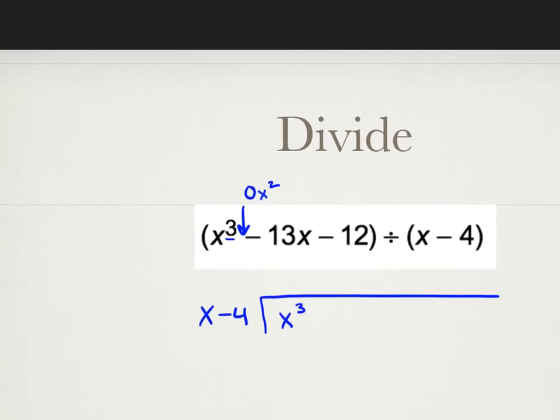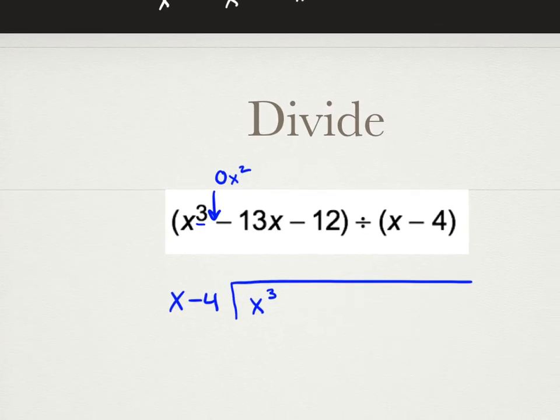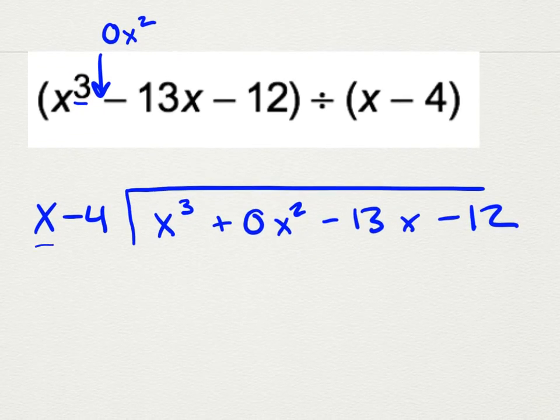So you just have to have a space for every term after the one you started with. If we started with x to the fourth power, we would have to have an x cubed, x squared, x, and a number. So you just have to have everything after. If it's not there in our problem, we just put a 0x squared for that place. So we have to include that. So this would be plus 0x squared minus 13x minus 12. Now we need to ask ourselves, what times x gives us x cubed? X squared.